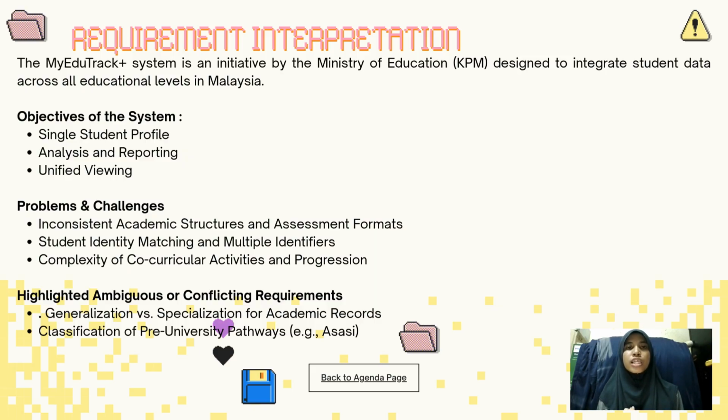For the second one, classification of pre-university pathways. Each advisor has information on access to programs as a functional listing. However, Dr. Kumar objects, pointing out that administratively these programs are run directly by institutions. That's all for me. Thank you.